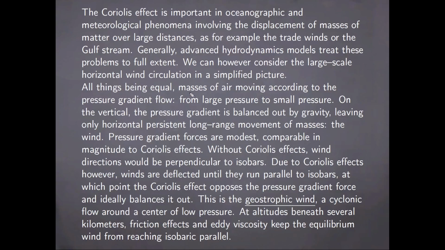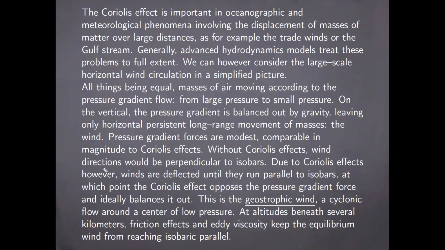All things being equal, masses of air move according to the pressure gradient flow, so from large pressure to small pressure. On the vertical, the pressure gradient is balanced out by gravity, leaving only horizontal persistent long-range movement of masses. This is what is understood to us as the wind. Pressure gradient forces are modest, comparable in magnitude to Coriolis effects. Without Coriolis effects, wind directions would be perpendicular to isobars.